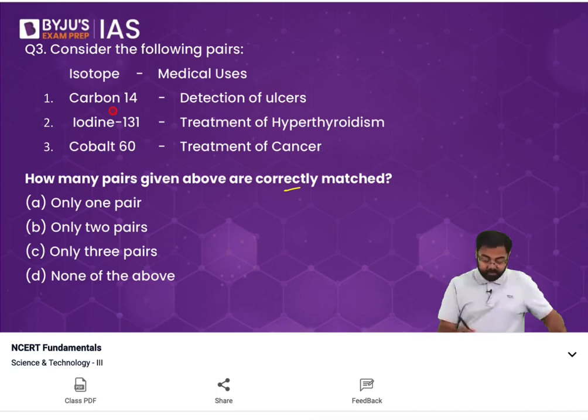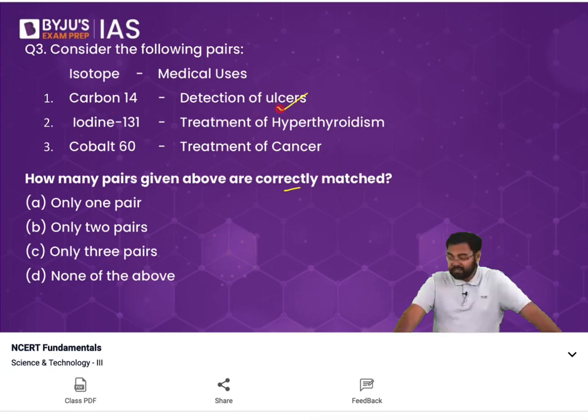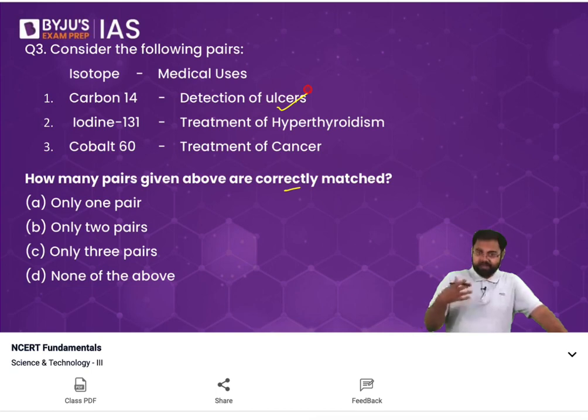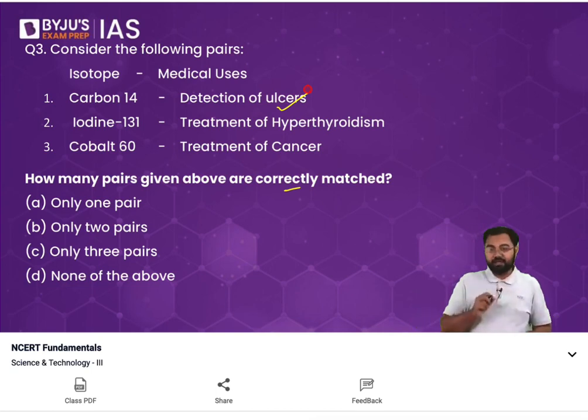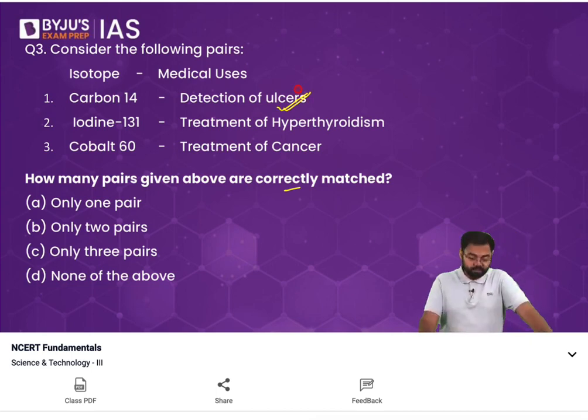But can it be used in the detection of ulcers? The answer actually is yes, it can be used in the detection of ulcers. Basically, it can be used in the detection of the bacteria that causes ulcers. All right, so that's why it can actually be used in the detection of ulcers.